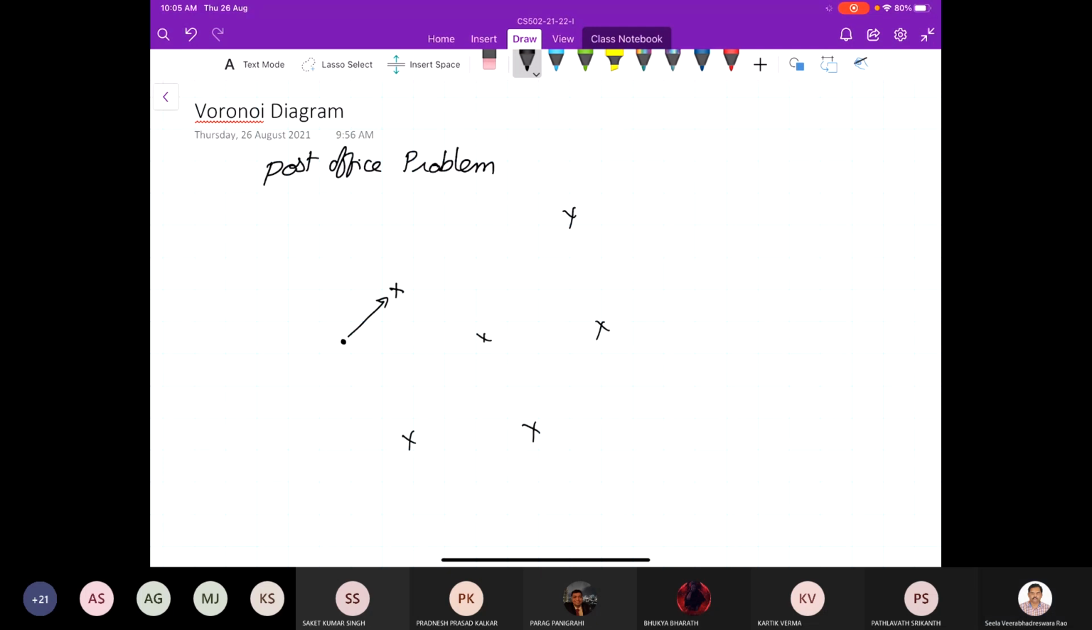So here is how we can pre-process the given resource centers. Resource centers we call a site. So given n sites, we want to pre-process such that given any query point where a user wants to locate, we can identify which service center is closest, which is the closest post office.